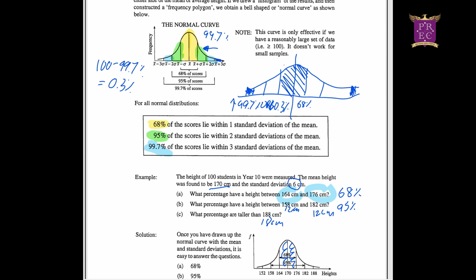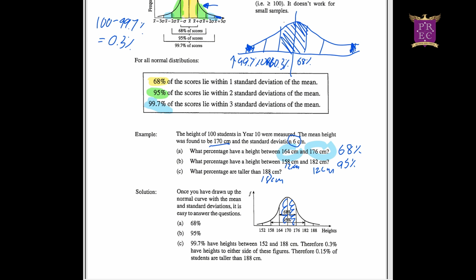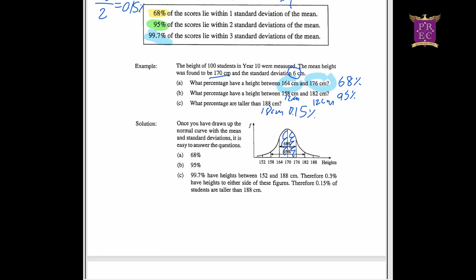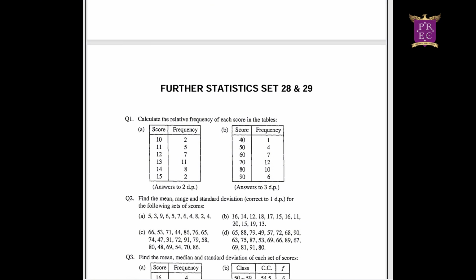But that 0.3 needs to be divided by 2, because there's also this other bit here that is also complementary to this bit over here. Okay, so we divide this by 2, which gives us 0.15%. And students who are taller than 188 centimeters will be 0.15%. So very unlikely that there are students taller than 188. Okay, that's it. Let's have a look at the questions.